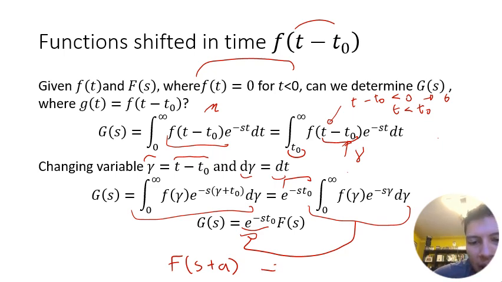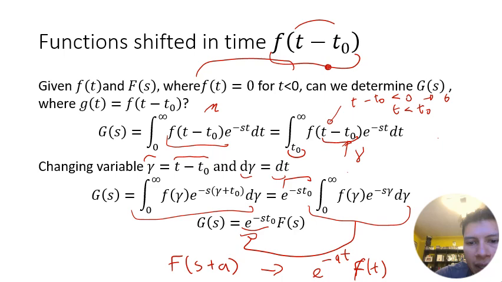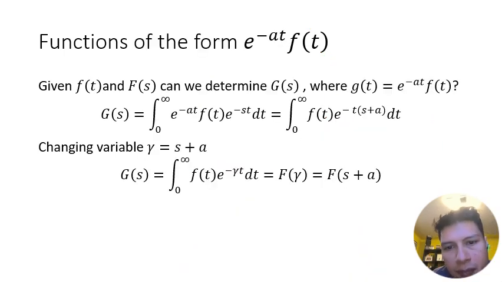Based on duality, my guess would be that we're going to get e to the negative at f of t. But in the next slides, we're actually going to confirm that indeed this is the case. So remember that duality says that if I do something in the time domain and I get something in the frequency domain, if I do that same thing in the s domain, I should get the same thing in the time domain. But let's confirm it.